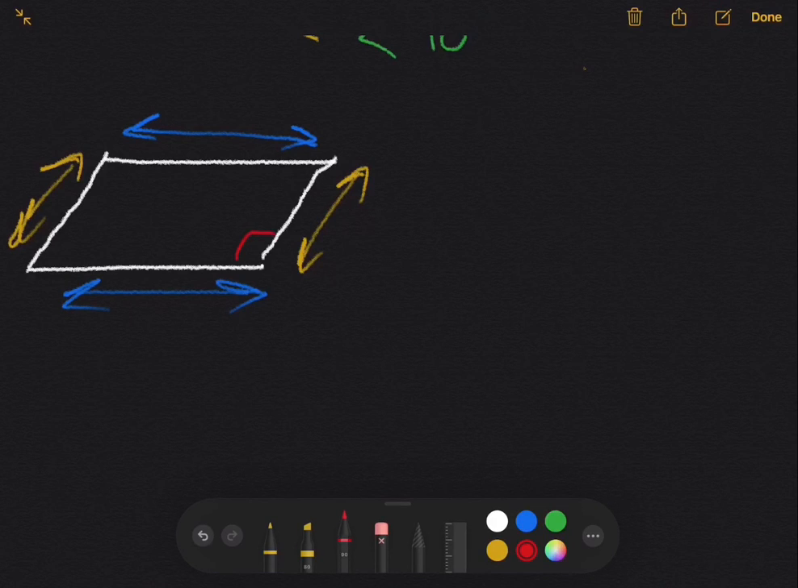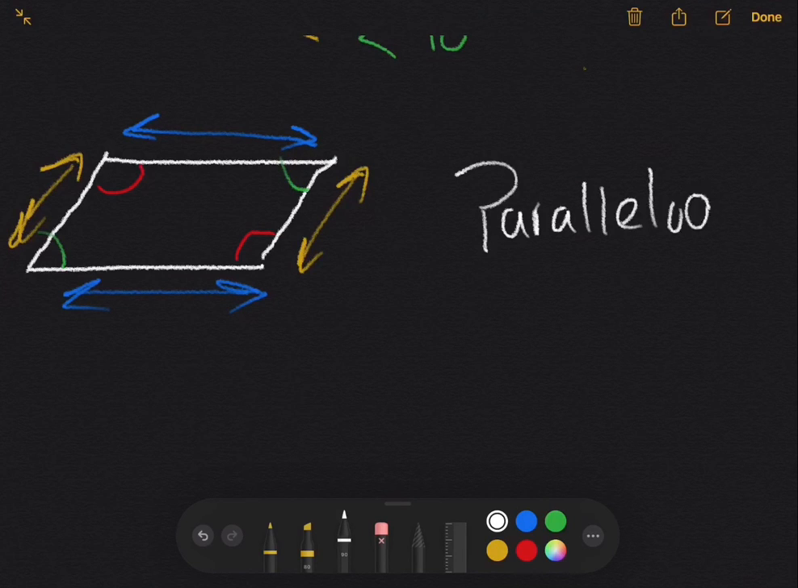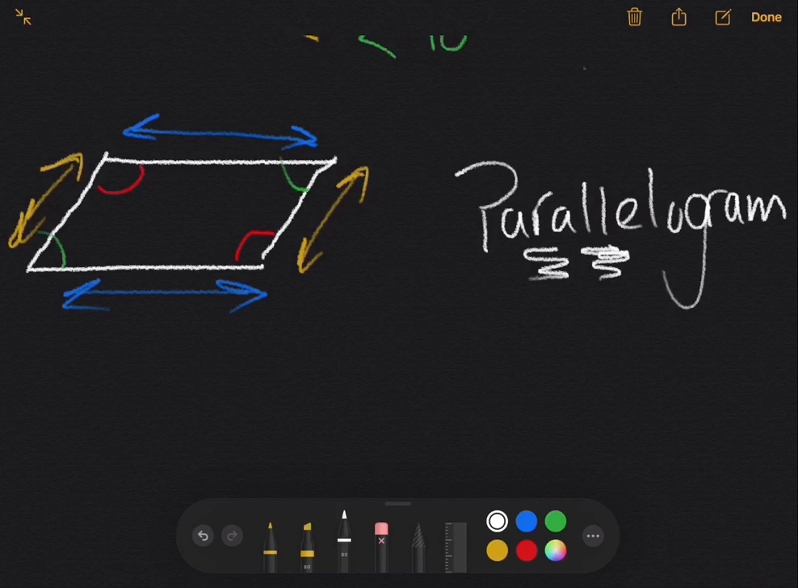Well, having a look at the angles, I've got an obtuse angle here and an obtuse angle here, and I've got an acute angle and another acute angle here. Whereas, as you know, a rectangle only has right angles. Now, if you couldn't guess earlier by the hint I gave you, this is called a parallelogram.